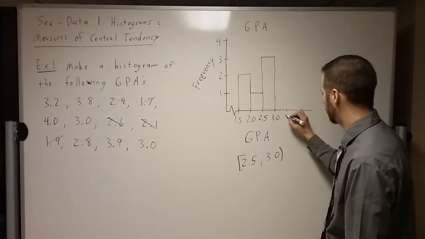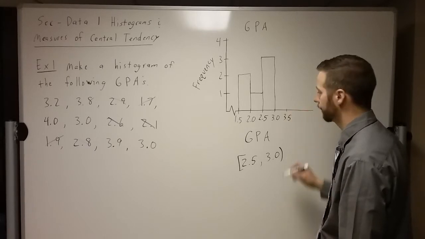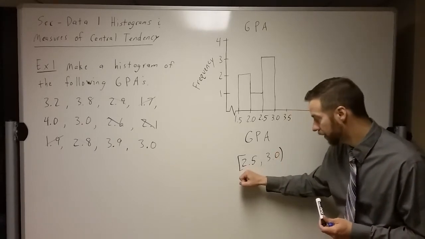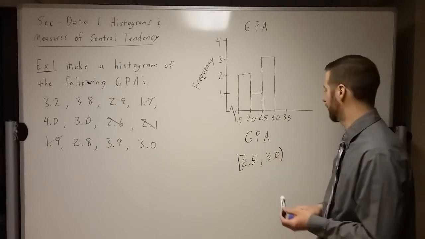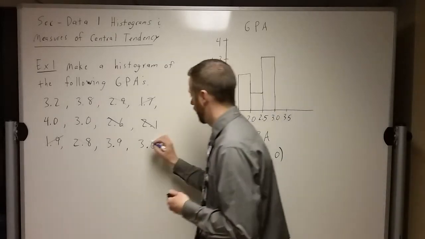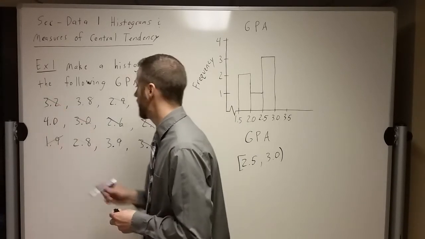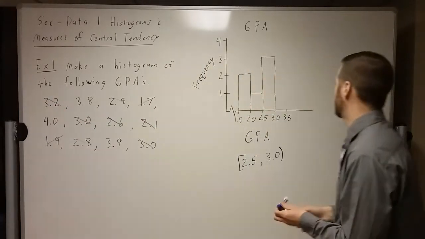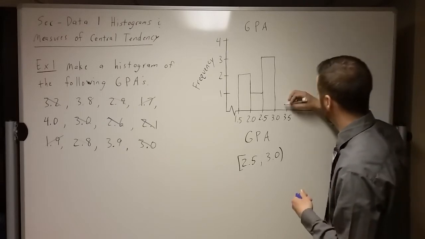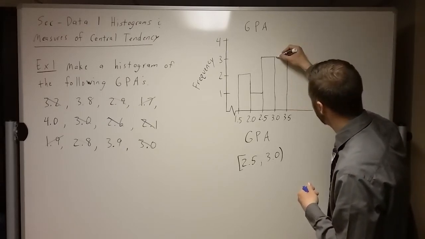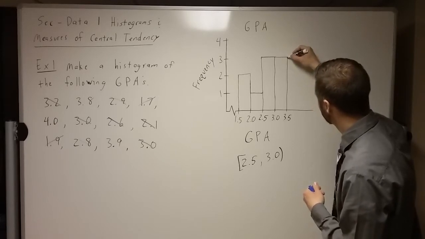And then our next one is 3.0 to 3.5. And remember, the 3.0s are going to count in this one because we count the bottom number, we don't count the top number in the interval. So we've got 1, 2, 3 in that range. And so we're going to be the same place we were on the last bar. We're going to be up 3 for the frequency because we have 3 things in that interval.